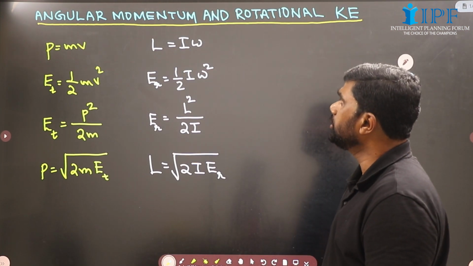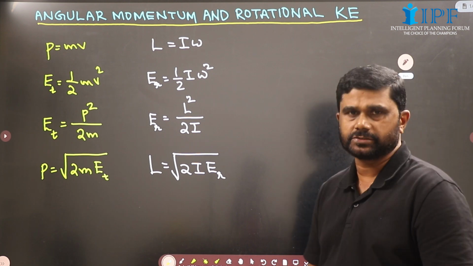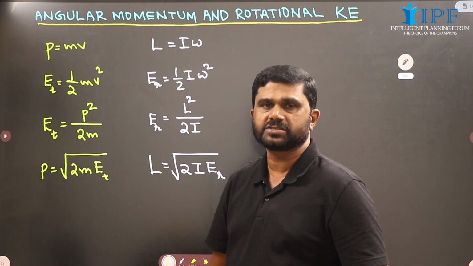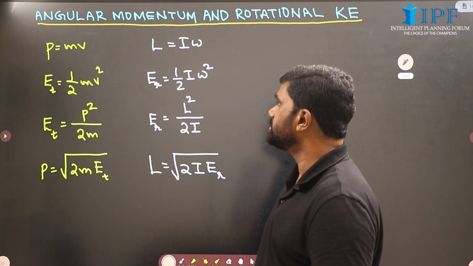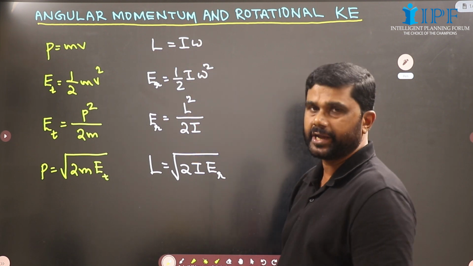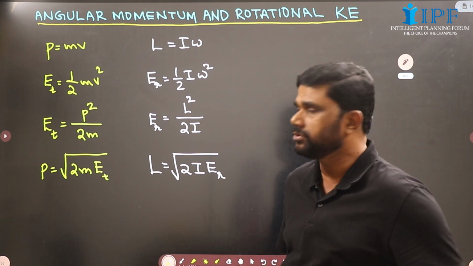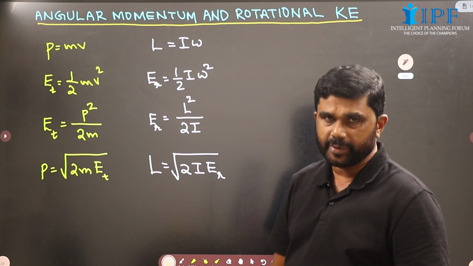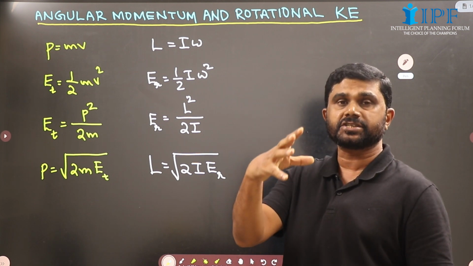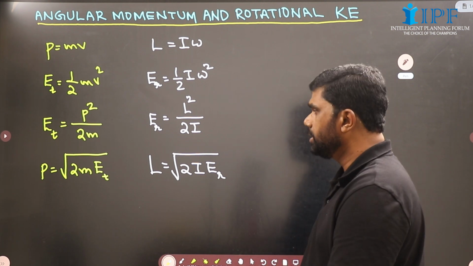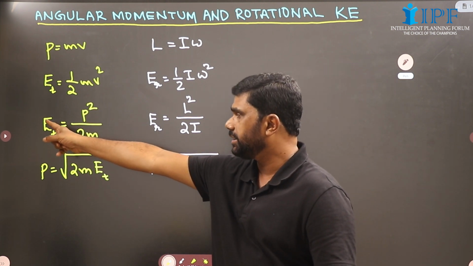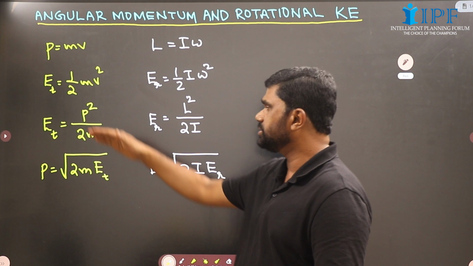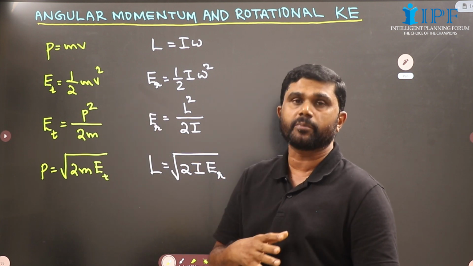Next we have angular momentum and rotational kinetic energy. Linear momentum is represented by small p and it is equal to the product of mass and linear velocity. Corresponding relation in rotational motion is angular momentum L equal to I omega, where I is the moment of inertia and omega is the angular velocity. Translational kinetic energy is half mv square and rotational kinetic energy is half I omega square. We can express the translational kinetic energy in terms of linear momentum, so that E T means energy, E stands for kinetic energy and T for translational. So translational kinetic energy is P square by 2m, where P is the linear momentum.